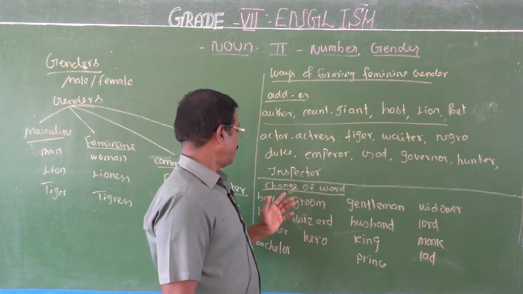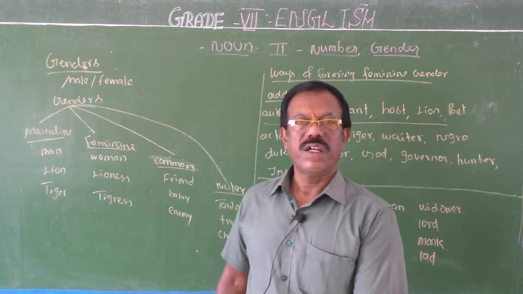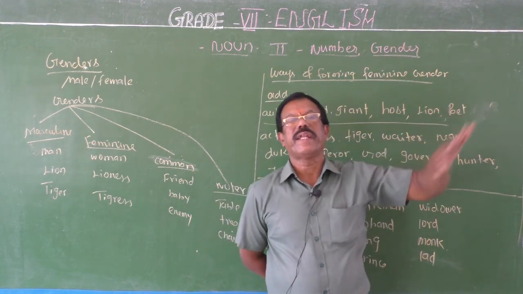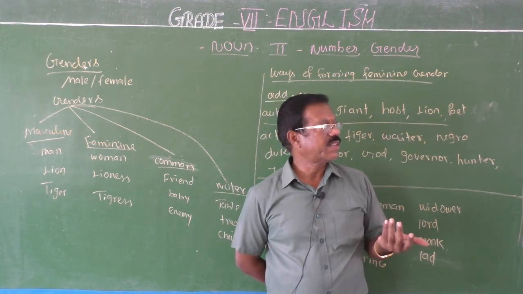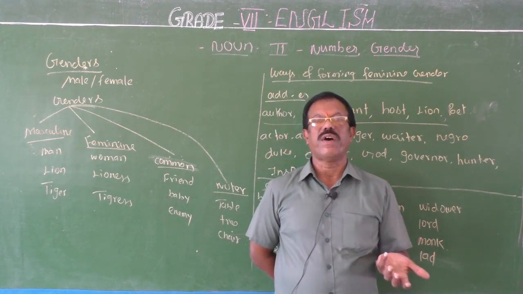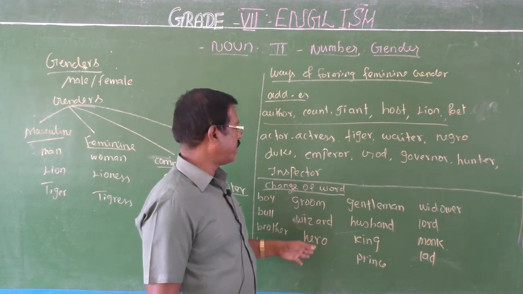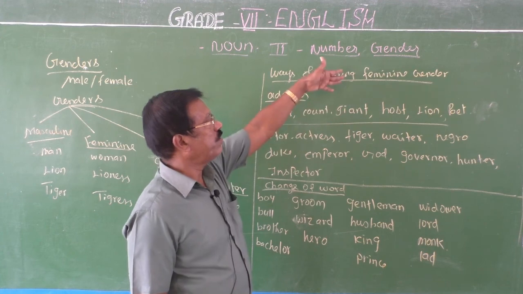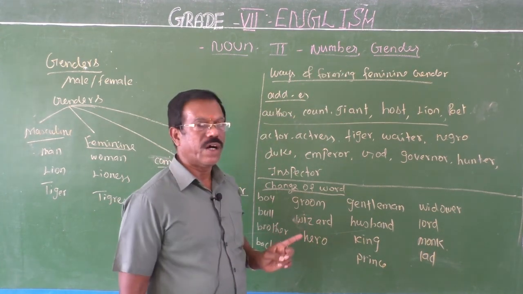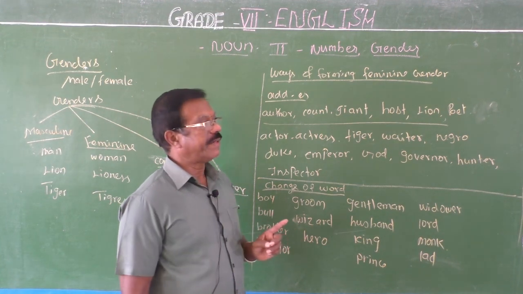Okay, fine. Change of words. So there are some words for which we have totally different feminine words. So those words totally change in their feminine form. Okay, see, boy, girl. So separate words are used to refer to feminine gender for these masculine genders. Bull, cow. Boy, girl. Brother, sister.